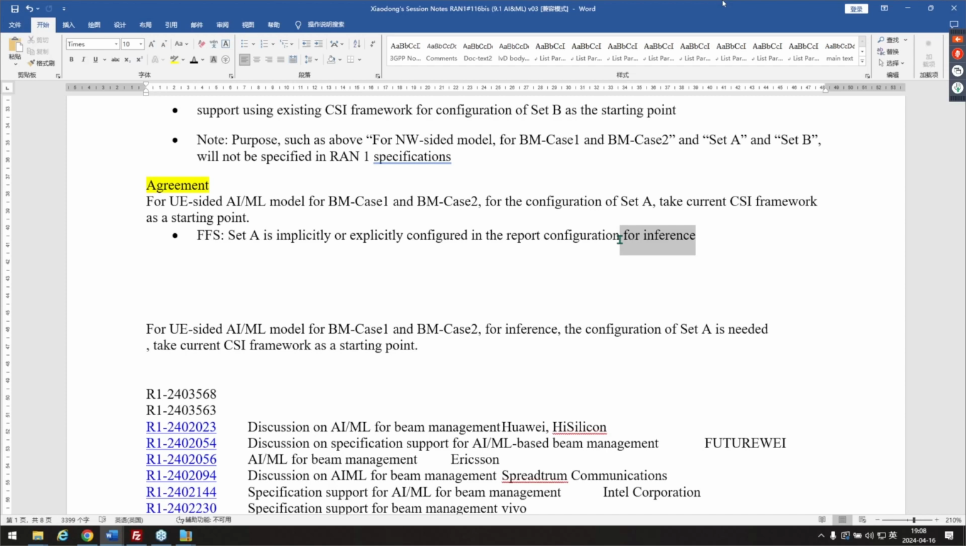Can I explain it again? The main bullet is the configuration of set A. It's applied for all purposes. If there needs to be a resource configuration for set A, the main bullet applies. But the issue is some companies have concern whether this configuration shall be in the report configuration for inference or not. That is open.